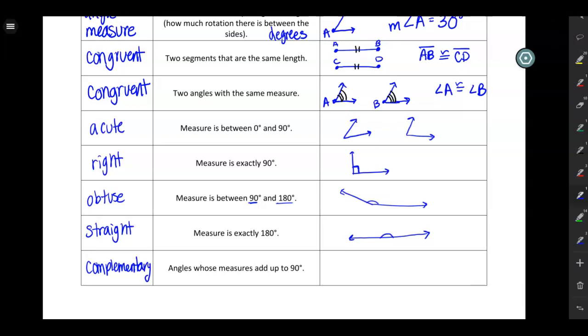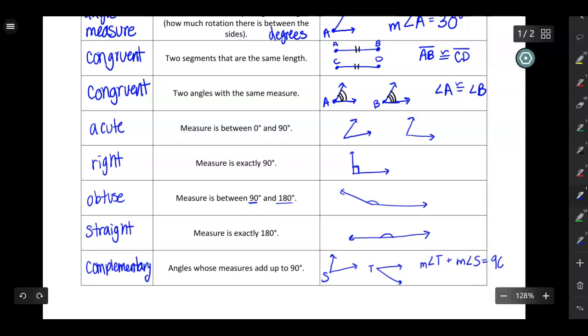So if I say two angles are complementary, it means that if you add up their measurements, you're going to get 90 degrees. So let's say I have this angle, let's make it angle S, and then I have this other angle, we'll make it angle T. And let's say those are complementary. That would mean that if I take the measure of angle T and add it to the measure of angle S, I'm going to get 90 degrees. Maybe that means that angle T is 40 degrees and angle S is 50 degrees, so they add up to 90 degrees. Either way, the two angle measures in degrees have to add up to 90 degrees.